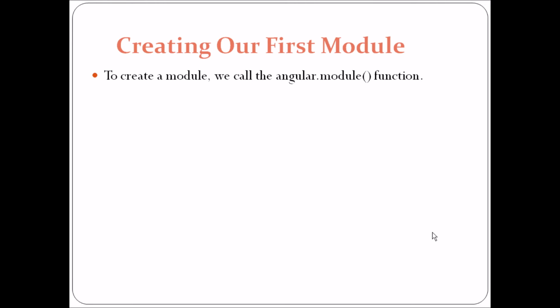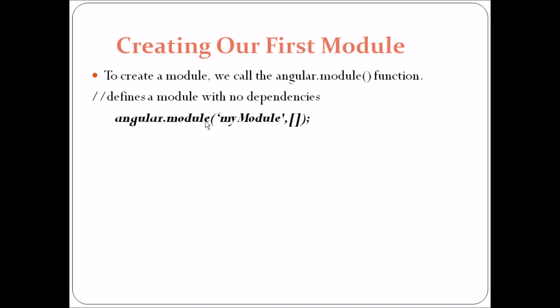basically to create a module we call the angular.module function. So this is the way how we'll create this. This is without any dependencies. The first argument to the function is a module name. The second argument is the array of specific additional modules upon which this module depends. If there is no dependency, you just pass an empty array.